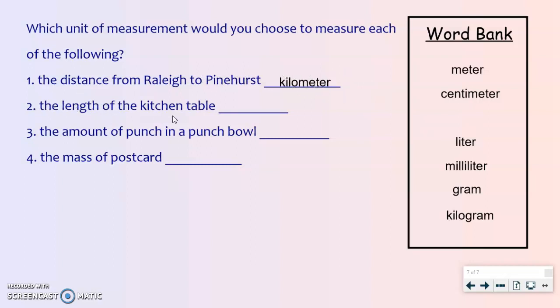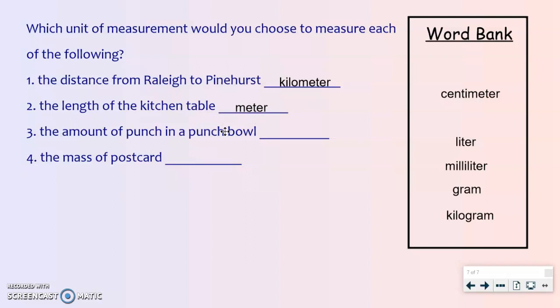And then we have the length of the kitchen table. Well, centimeters, those are about the width of a finger. Meters are about the width of a doorway. If you wanted the most efficient way of measuring possible, we would go with the meter.